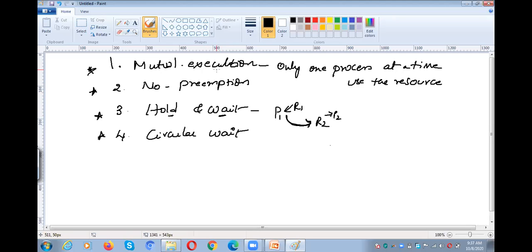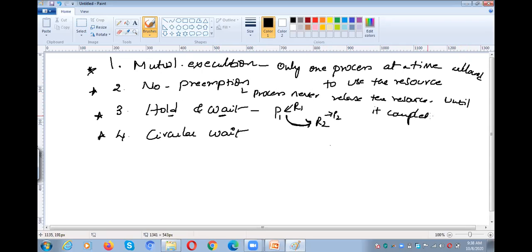So what is the first reason for the deadlock? Only one process at a time is allowed to use the resource. And next, what is no preemption? Process never releases the resource until it completes the task. And then hold and wait means the process is allocated one resource and it is waiting for another resource.